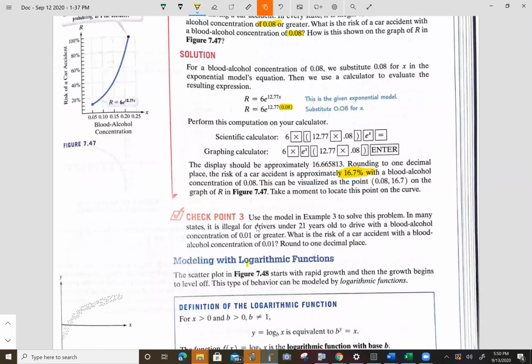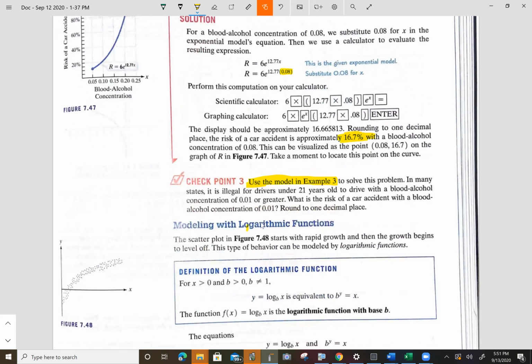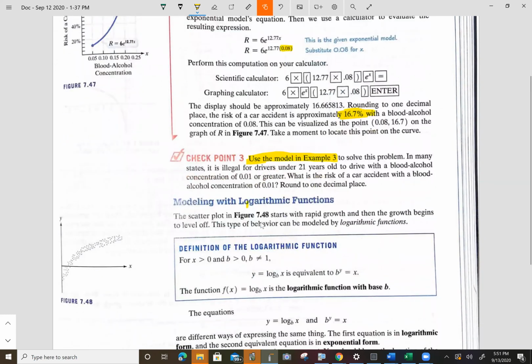Using the same model to solve this problem, in many states, it is illegal for drivers under 21 years old to drive with a blood alcohol concentration of 0.01 or greater. What is the risk of a car accident with a blood alcohol concentration of 0.01? Just do the same thing that we did, except instead of 0.08, you're going to put 0.01.